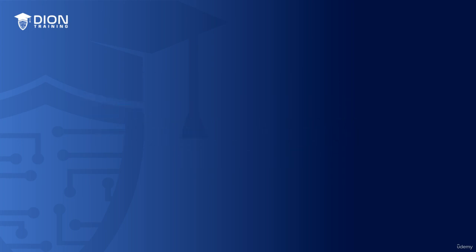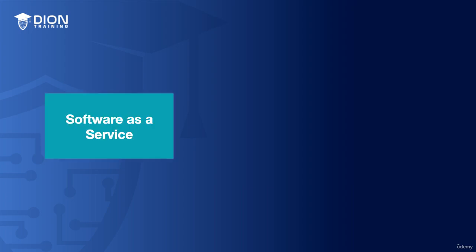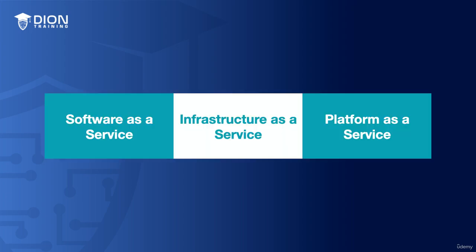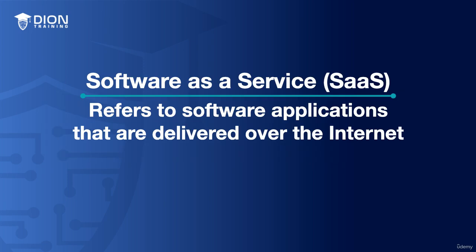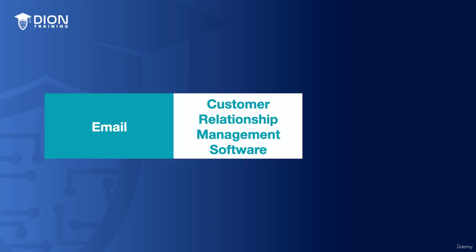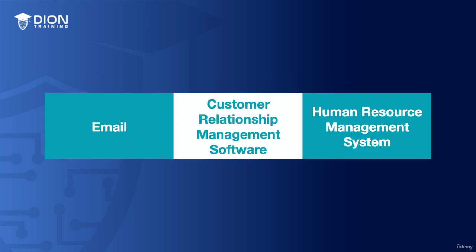Next, we have the three different service models in which cloud services can be delivered to your customers. This includes software as a service, infrastructure as a service, and platform as a service. The first service model is known as software as a service. Software as a service, or SaaS, refers to software applications that are delivered over the internet and are typically accessed through a web browser. Great examples of this include things like email, customer relationship management software, and human resource management systems. A great real-world example of software as a service is somebody who uses Office 365, which is a subscription-based online version of the Microsoft Office suite that can be accessed through a web browser.